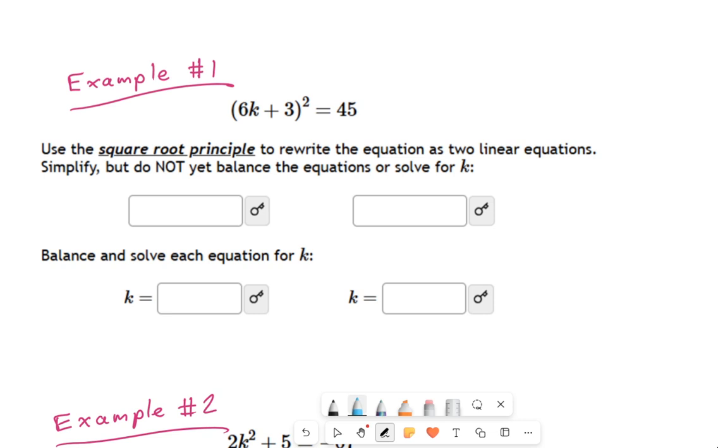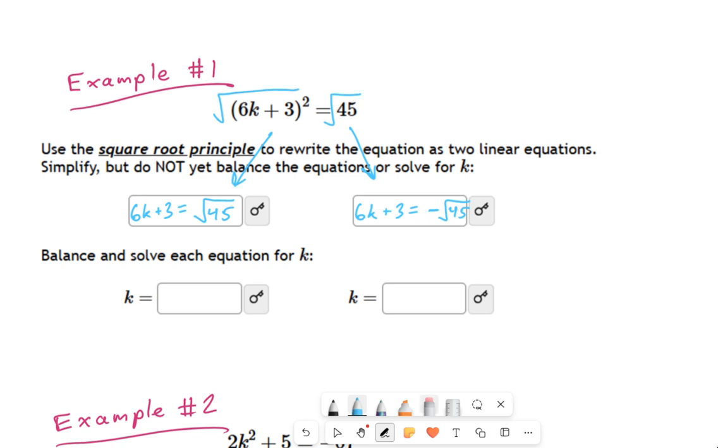So the very first thing I want to do is square root both sides. I'm going to square root the left and I'm going to square root the right. And that is going to form two equations down here. One of those equations is just going to be 6k plus 3 equals square root 45. And the other is going to be 6k plus 3 equals negative square root 45. And pay attention to that negative sign. That's what makes these two equations different.